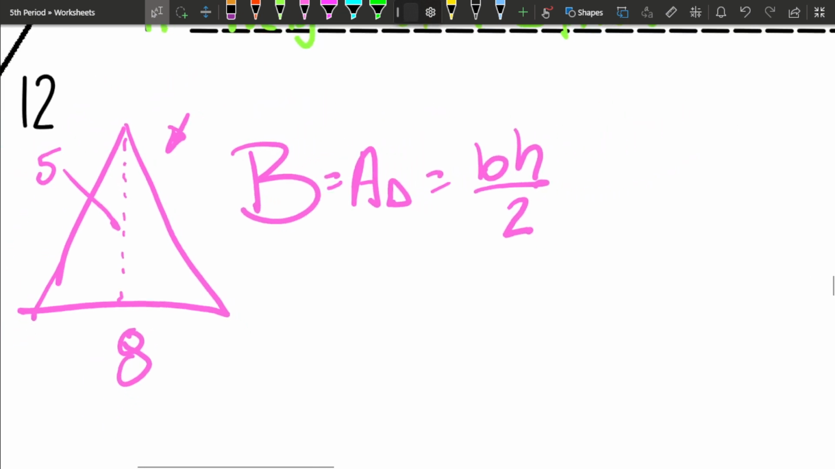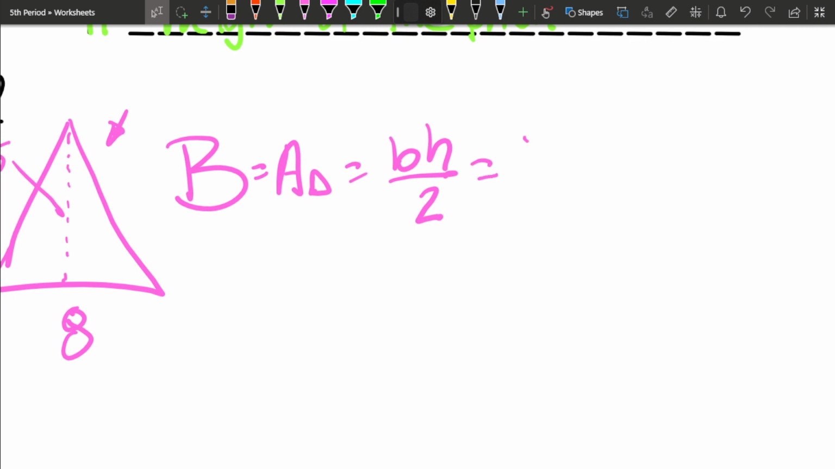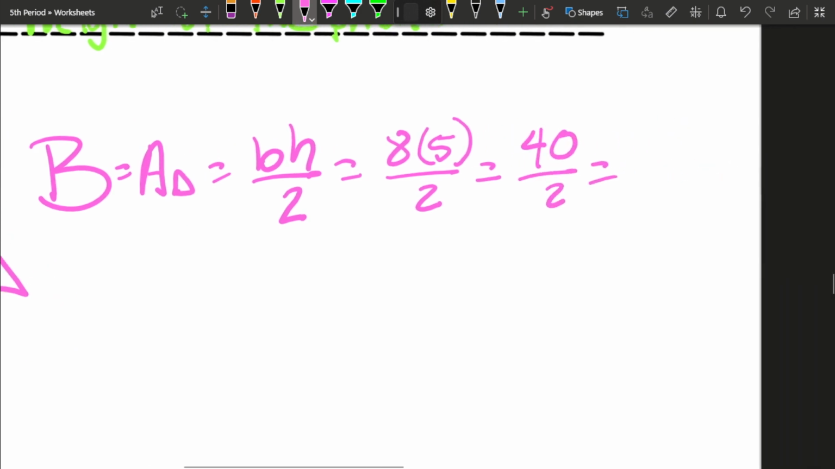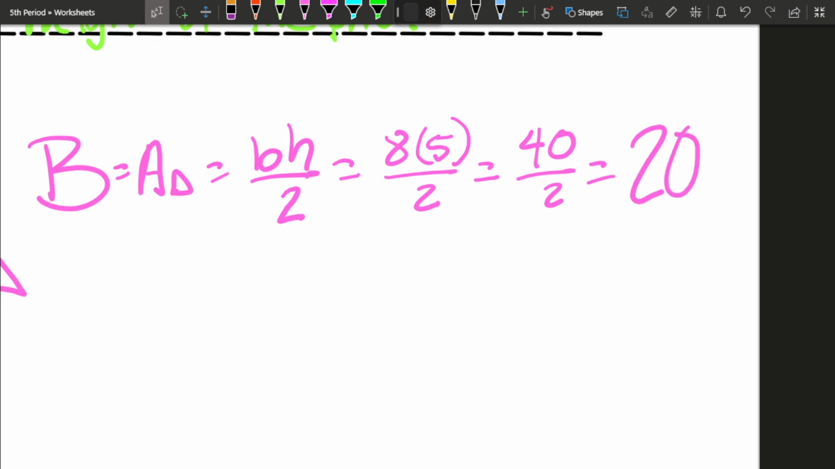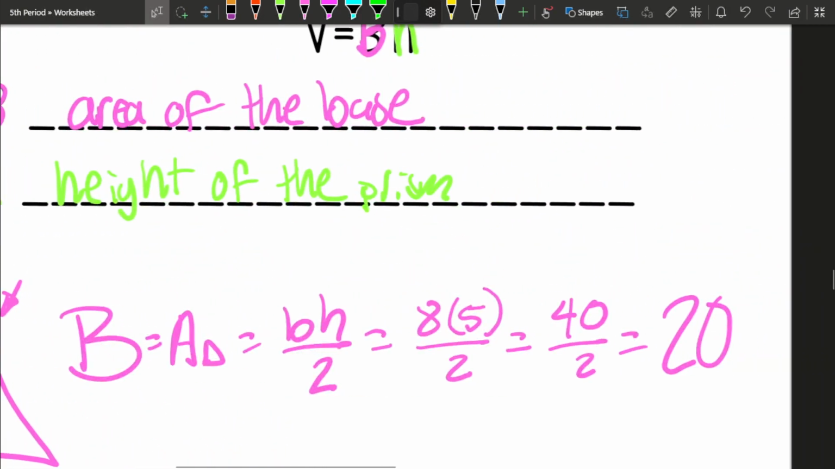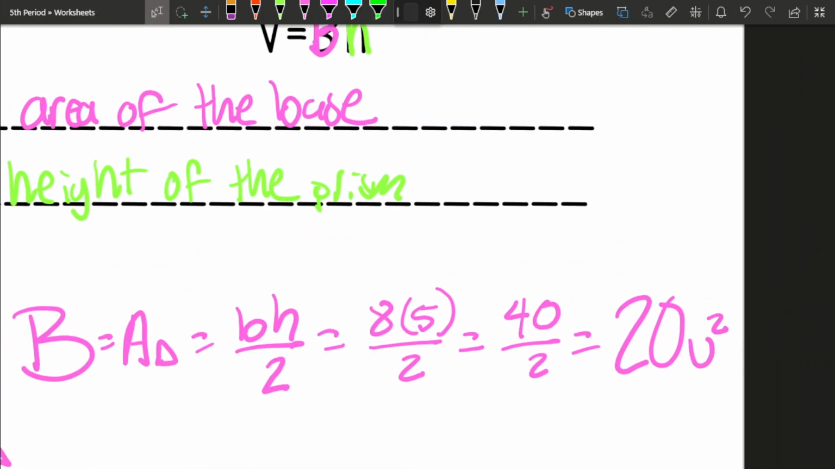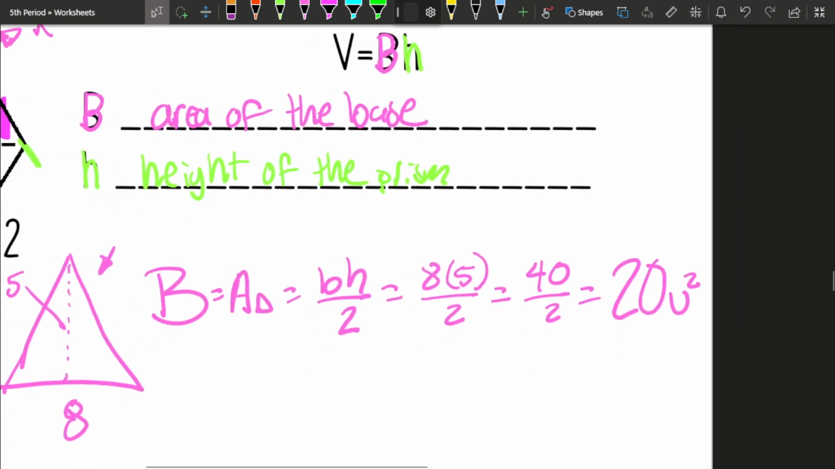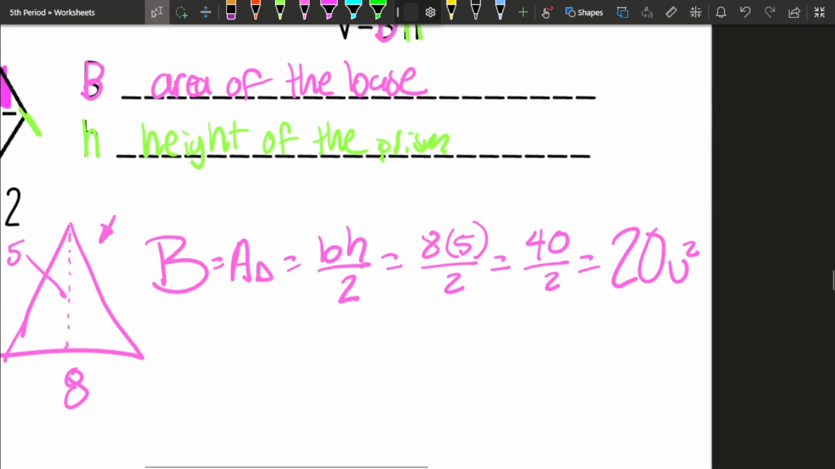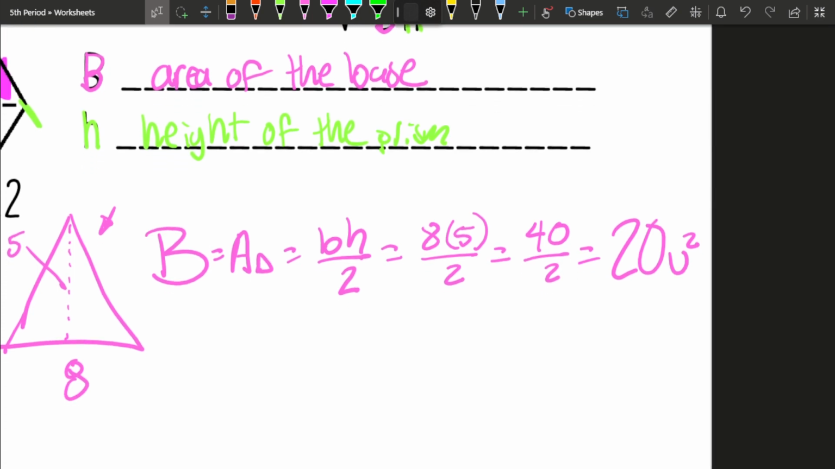So what numbers am I going to use for this? 8 times 5. Very good. And then we're going to divide that by 2. And what is 8 times 5? 40. And half of 40 is 20. So this is 20 units squared. Why squared? Because this is area. At this point, we're still talking about area. So uppercase B, area of the base, is 20 square units.